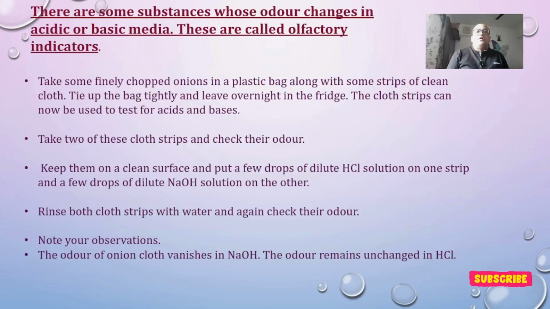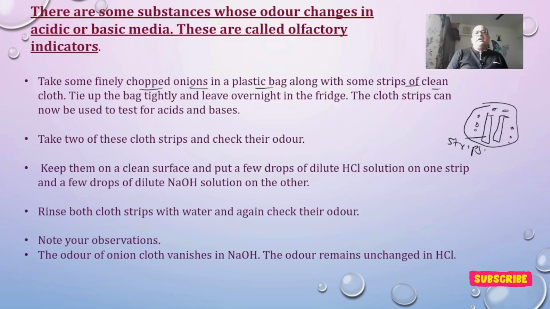So what we need to do is take some finely chopped onions in a plastic bag along with a strip of clean cloth. Tie up the bag tightly and leave it overnight in the fridge. So the onion is in the bag and you keep it in the refrigerator. The cloth strips can now be used for the test of acids and bases. Remove the strips and we can use them for this test now.